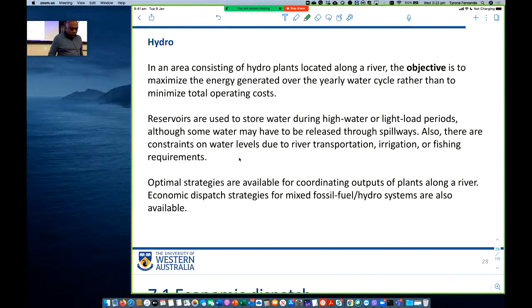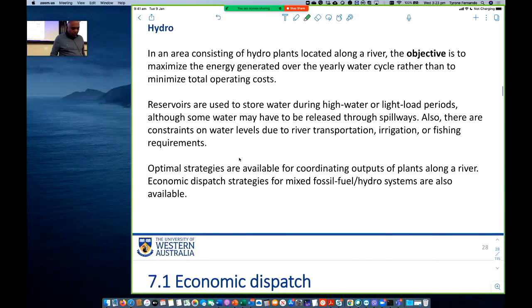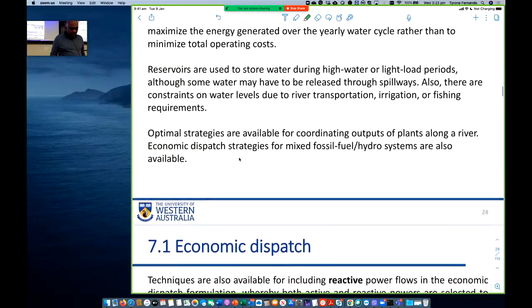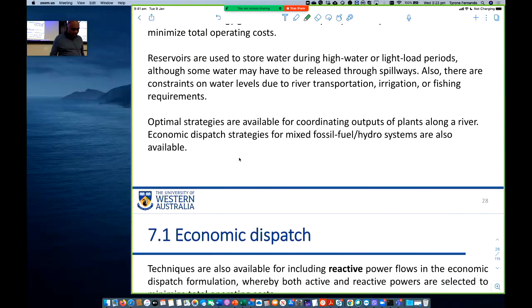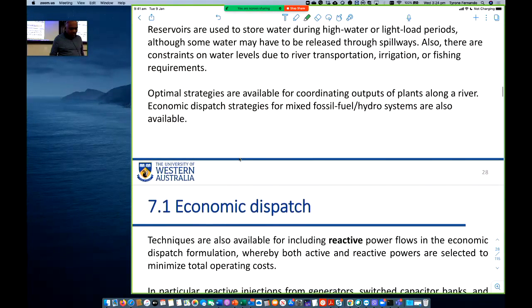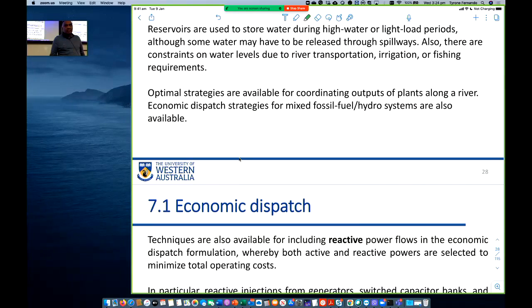Reservoirs are used to store water during high water or light loaded periods. Although for some waterways, water may have to be released through spillways. Also, there are constraints on water levels due to river transportation, irrigation, or fishing requirements. So there are some environmental requirements that need to be taken care of when generating electricity using hydro. Optimal strategies are available for coordinating outputs of plants along a river. Economic dispatch strategies for mixed fossil fuel hydro systems are also available.